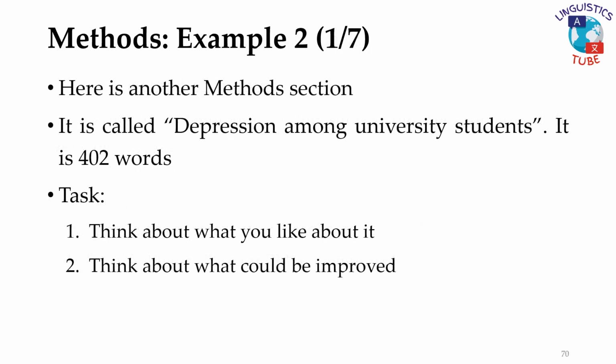Here is another method section from one of my students' academic articles. The topic of this academic article is depression among university students, which is taken from the same academic article as one of the abstracts we saw. The method section is 402 words, so it is just inside my recommended range. Please pause the video after I read it and do the same as before.